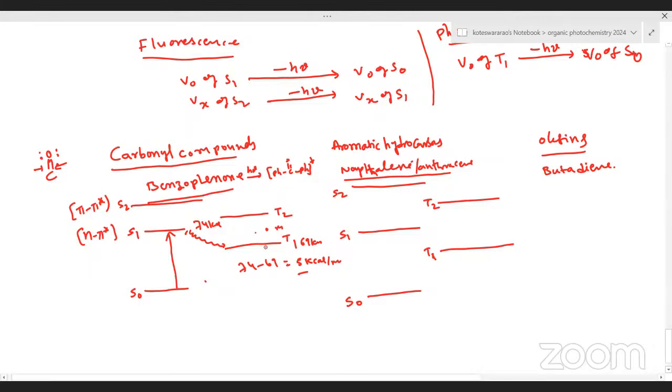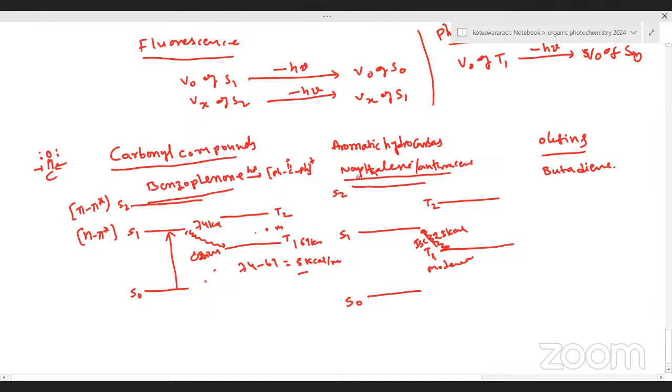When we compare these two, the distance involves almost 25 kilocalories. This is also undergoing intersystem crossing, but the crossing efficiency is moderate. It is efficient.